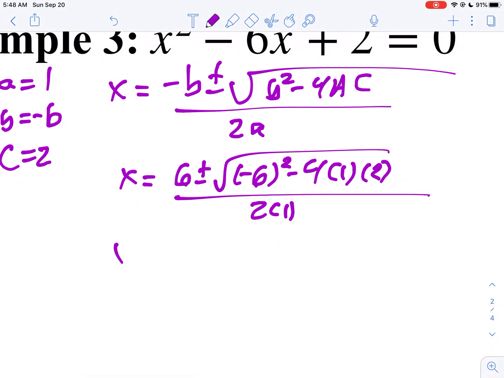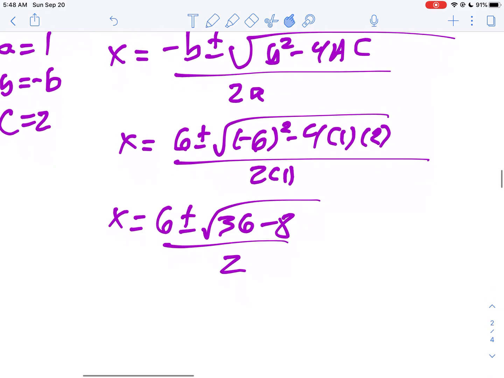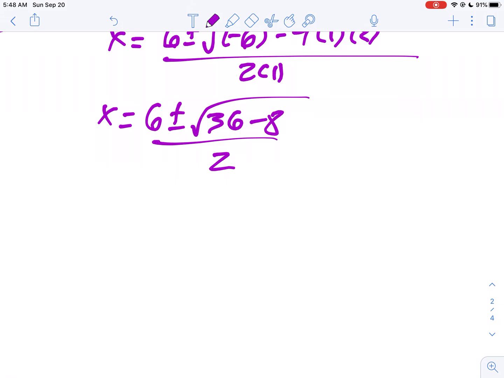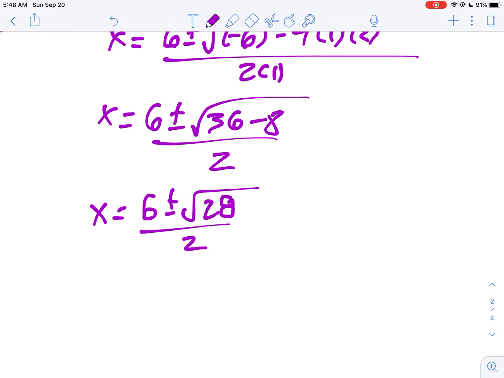So now we're going to get x equals 6 plus or minus 36 minus 8 all over 2. Well, we can simplify 36 minus 8. That's 28 all over 2. Oh, we finally get to a problem that the quadratic formula works better than factoring or graphing. Because the square root of 28 is an irrational number, isn't it?